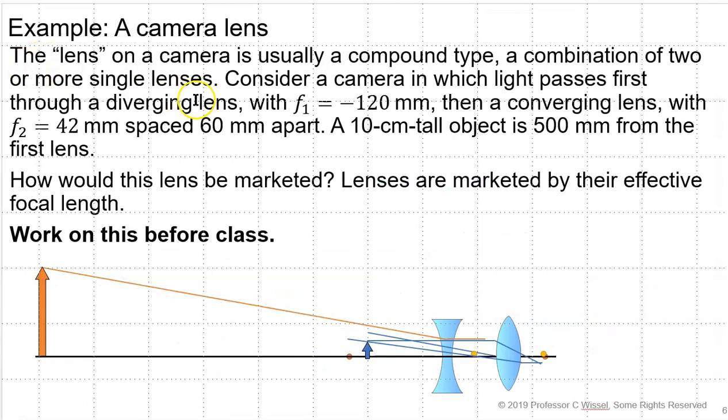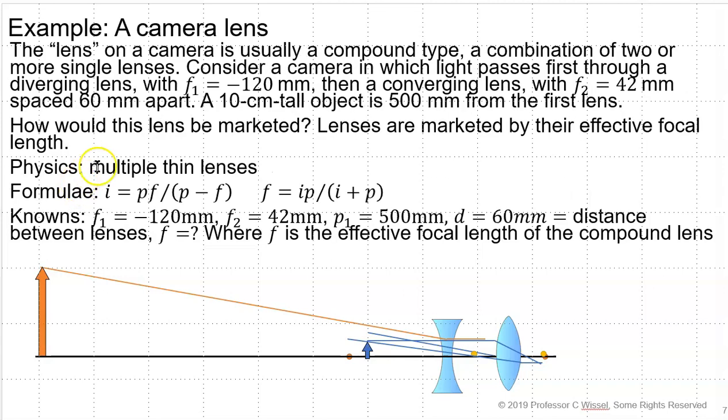The lens on a camera is usually a compound type, a combination of 2 or more single lenses. Consider a camera in which the light passes first through a diverging lens with a focal length of minus 120 millimeters, then a converging lens with a focal length f2 of 42 millimeters, and they are spaced 60 millimeters apart. A 10 centimeter tall object is 500 millimeters from the first lens. How would this lens be marketed? And lenses are marketed by their effective focal length. And you should be doing this before you come to class or before you review the lecture video.